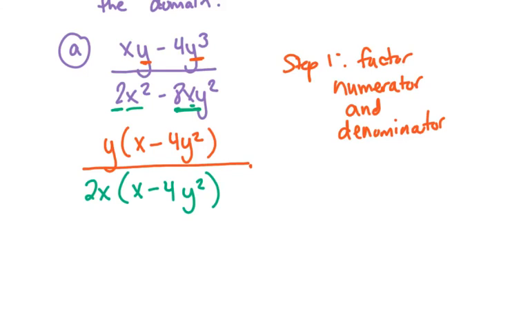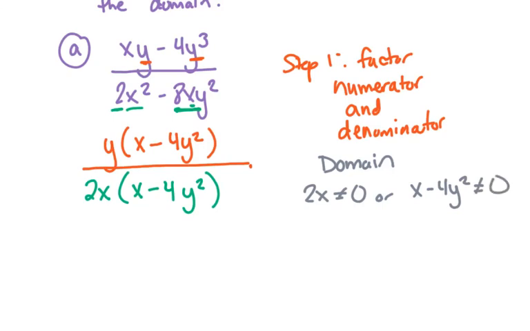And so now that I'm here, before I simplify, I'm going to write my domain. So my domain, I know that any factor cannot equal 0. So 2x is a factor, so that cannot equal 0. Or x minus 4y squared, that also cannot equal 0.